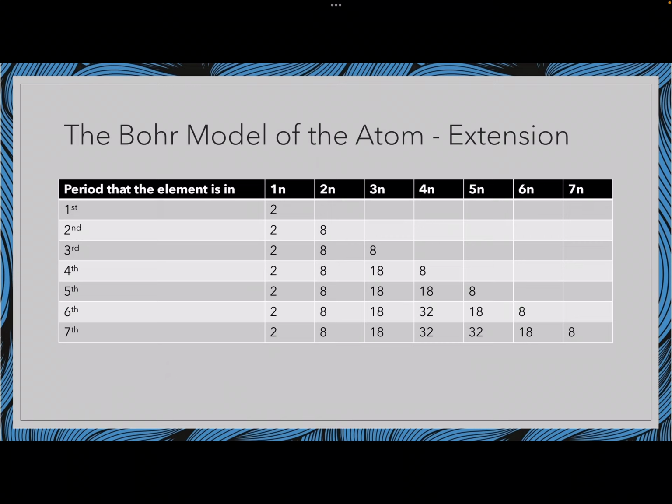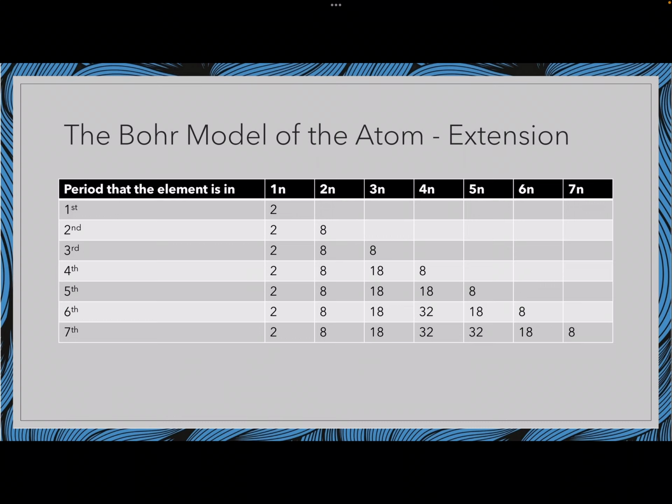The fifth shell does the same sort of thing, so we can fill the fifth shell up to another 8, and then the fourth shell goes up to 18. And then in the sixth period, the sixth shell gets 8, the fourth shell goes up to 32, and the fifth shell goes up to 18. So it is a bit complex.